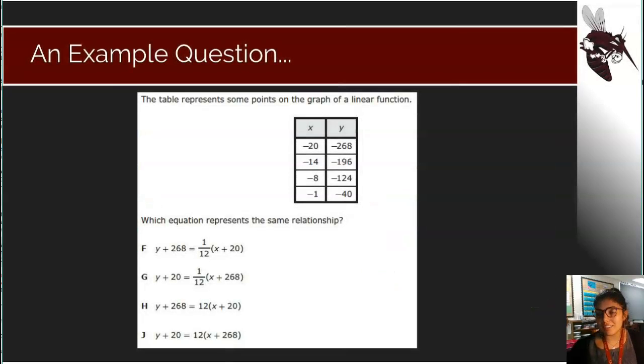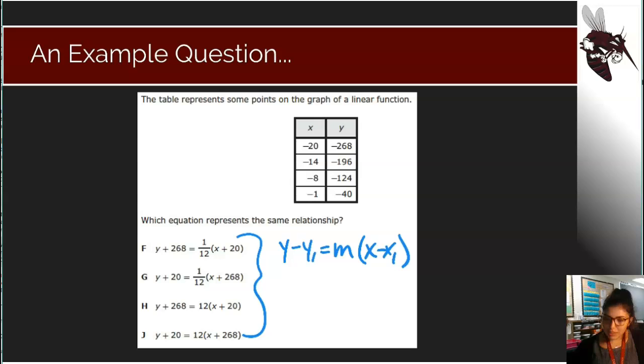So if we see an example from a STAR test, it says a table represents some points on the graph of a linear function. There's the graph. Which equation best represents the same relationship? Now, if we notice, all of these answer choices are written in point-slope form. We identify that, we match it up on our formula chart, and we know exactly what we need. We need some slopes, and we need some points to find point-slope format.